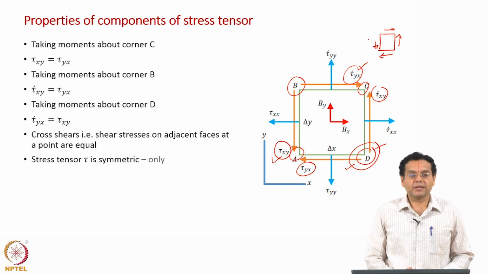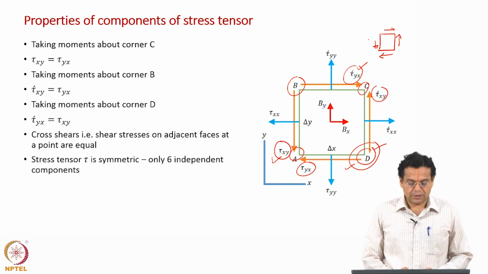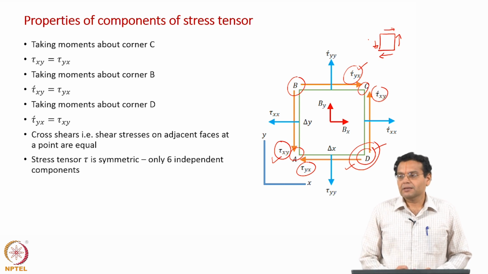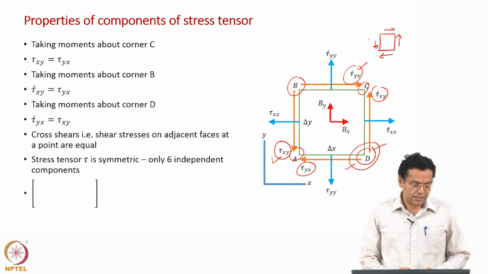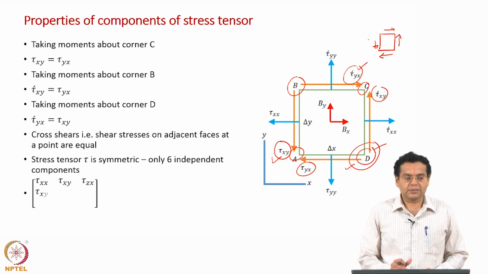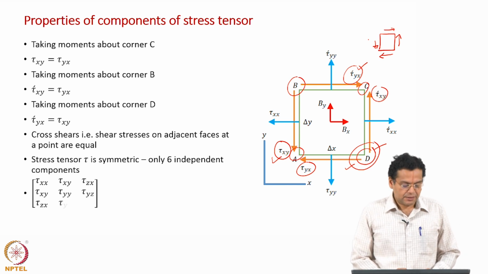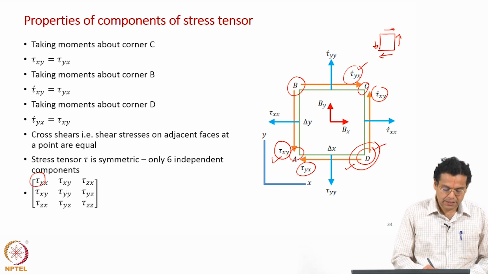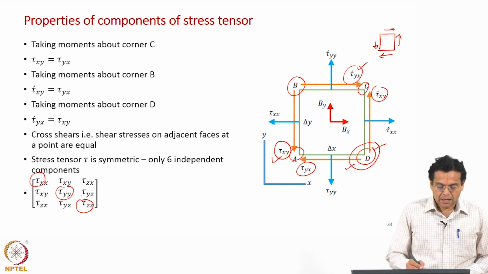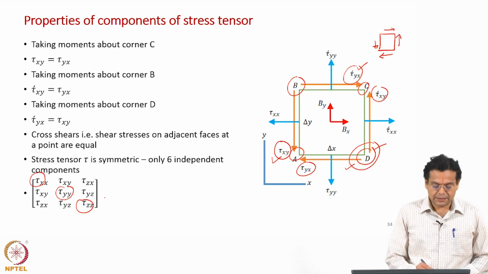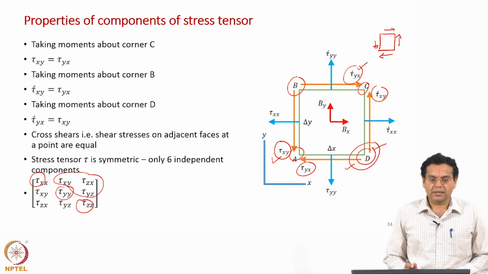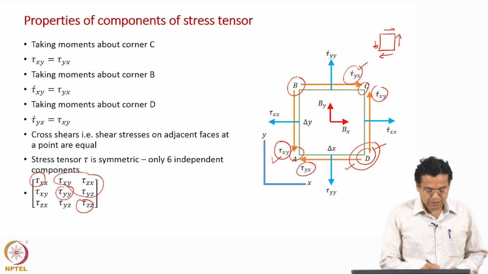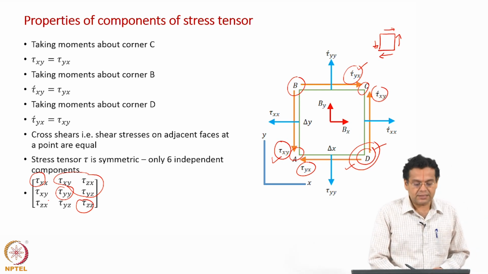What is the implication of that? The stress tensor is symmetric, with only 6 independent components. That is some relief for us, otherwise we would have to deal with 9 stress tensor components. Thanks to this equality, thanks to the moment balance, there are only 6 independent components. So, what are the 6 independent components? The normal stress components, of course, and among the 6 off diagonal elements we need to consider only 3 of them.